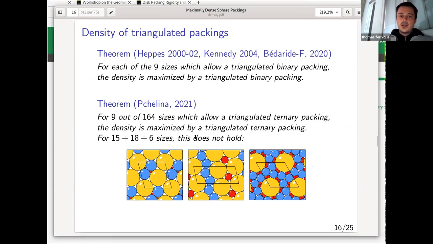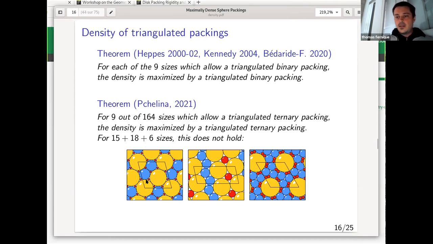Among the other ones, there are some cases which fail. So I write here 15 plus 18 plus 6, because there are different ways to fail, in some sense. So consider the first packing. This is the densest triangulated packing with this size of spheres among the triangulated packings. So it's a good candidate to be the densest among all the possible packings. Unfortunately, it is not, because the small red disk is quite small, so you can add it in the other holes like this.